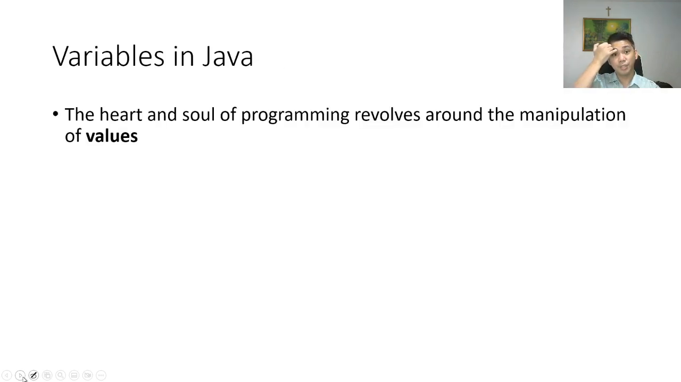First is, of course, variables. The heart and soul of programming actually revolves around the manipulation of different values. And these values are placed inside variables. Maybe you already have a bit of an idea what a variable is because of your last year's JavaScript. But just to give you a refresher, a variable is a container. It's a container of different kinds of values.